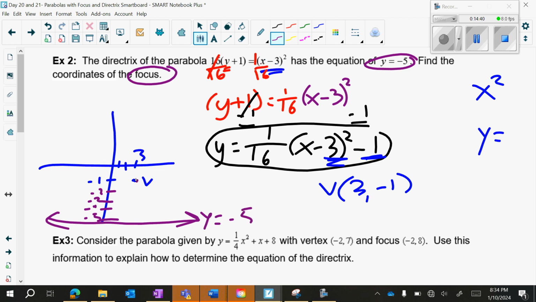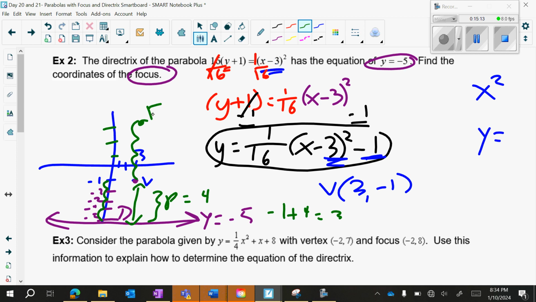Okay, so remember the focus is going to be on the other side of the parabola because it's always DVF or FVD. So count how many units P is from negative 1 to negative 5. That's going to be 4 units. If you want, count it: 1, 2, 3, 4, and then go the other way to get your focus. 1, 2, 3, 4. Or you could do negative 1 plus 4, which is 3, right?